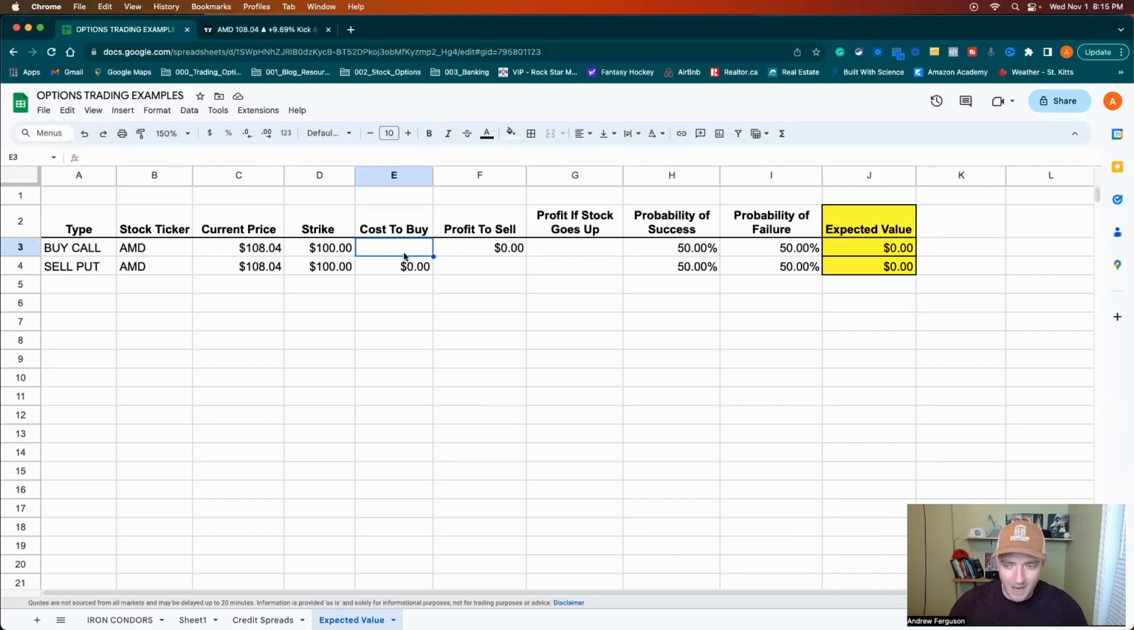So under our cost to buy or our cost to purchase this call option, it would be equals 11.90 times 100, because there's 100 shares in every options trading contract. Boom.